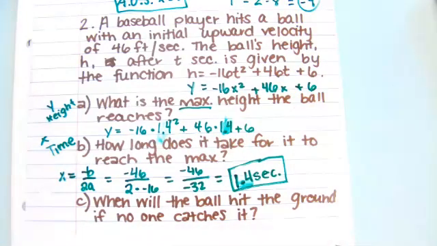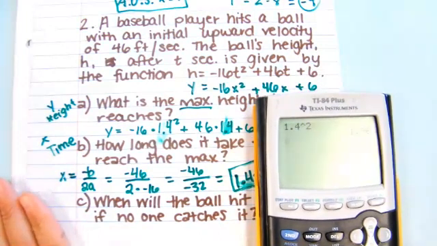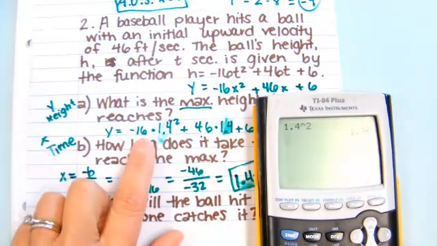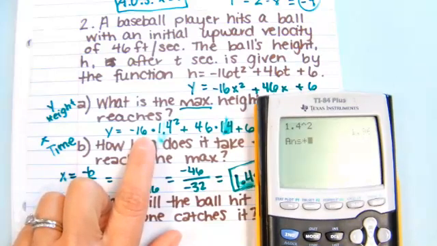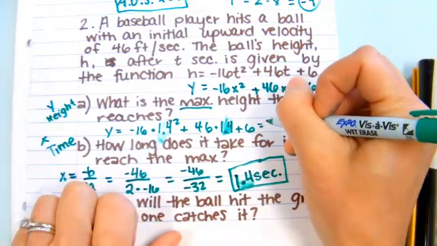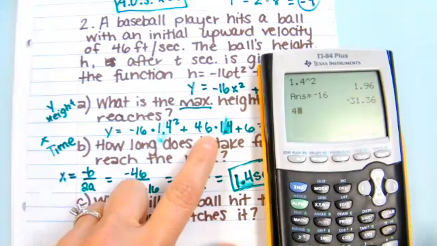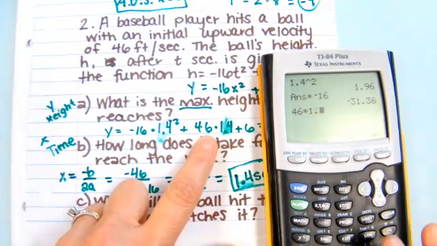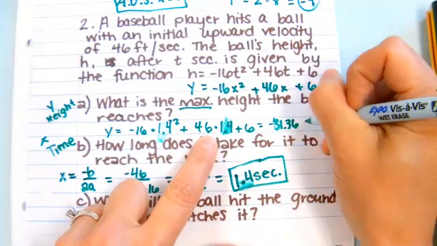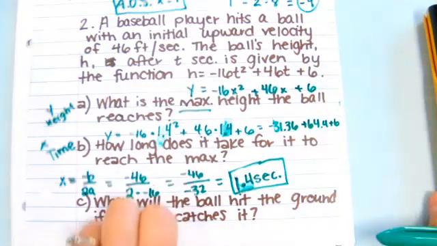Okay, anyway, 1.4 squared, do that first. Okay, so if you do this in your calculator, 1.4 squared is 1.96. Now you can go ahead right away and times that by negative 16, because the next thing we have to do is multiply. So times that by negative 16. All right, so now we've got, and I'm writing this over here, negative 31.36. Now I want to times this, right? 46 times 1.4 gives me 64.4, positive. 64.4 plus 6.